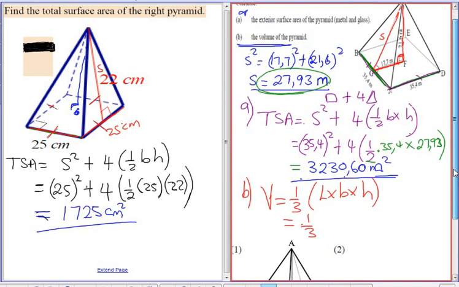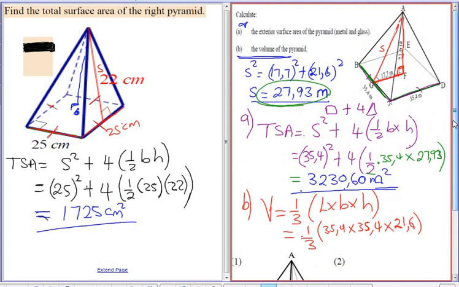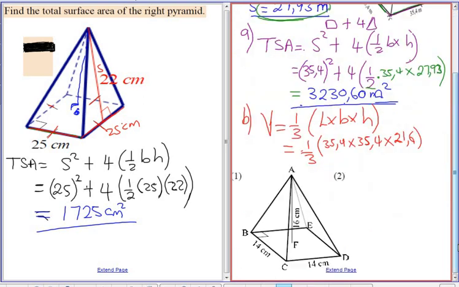So length, breadth, in this situation, the length and the breadth are exactly the same, which means it's 35.4 and 35.4. It's a square. But the height of this pyramid, this is the time when you use the perpendicular height, the 21.6. I hope you still know where it is. This one right here. So this 21.6, the perpendicular height, is used when you're calculating volume of a pyramid. And if it's total surface area, we just use the slant height. So keep that in mind.